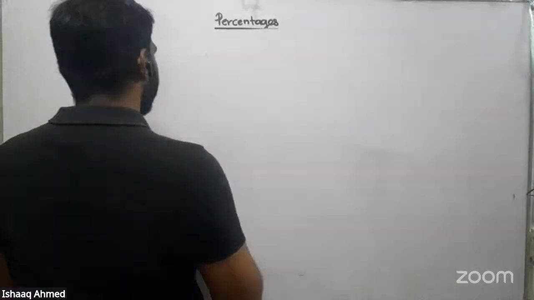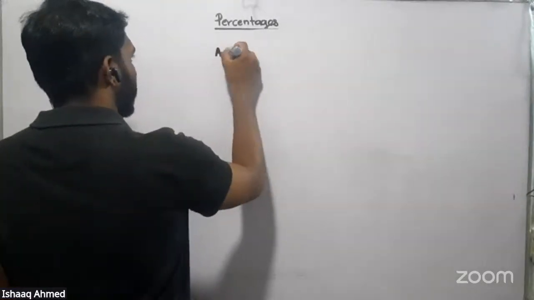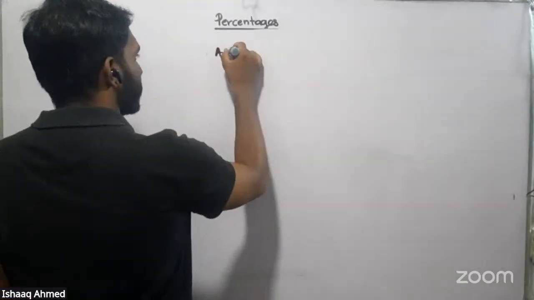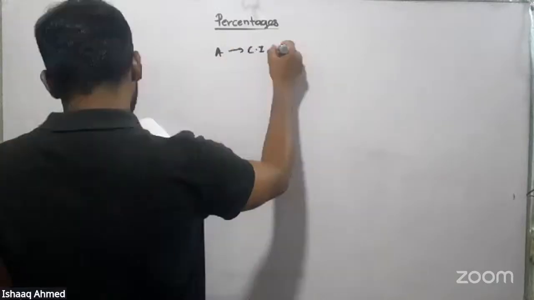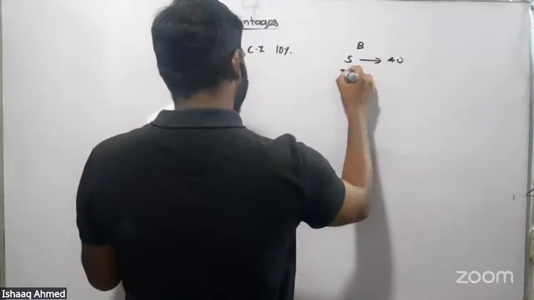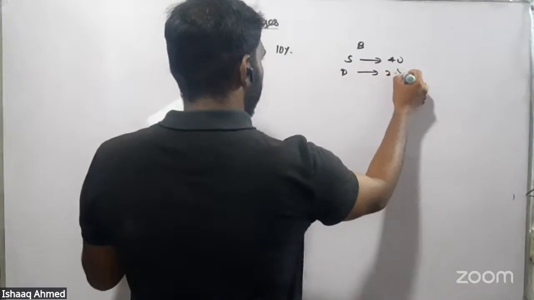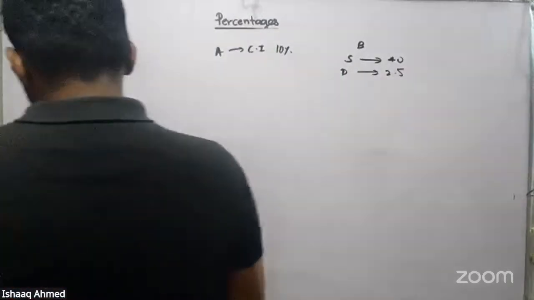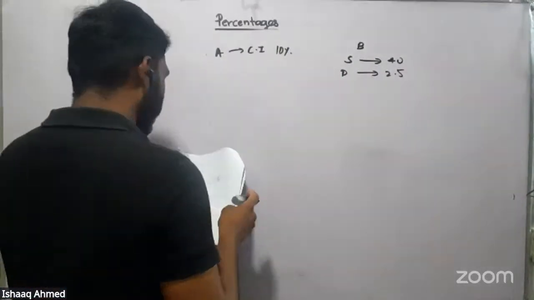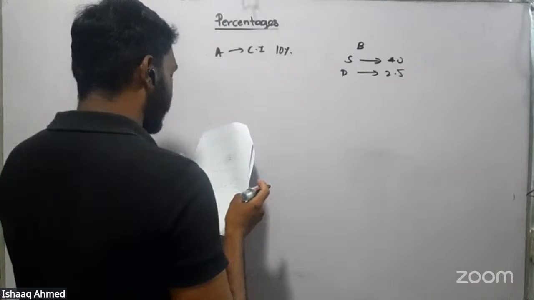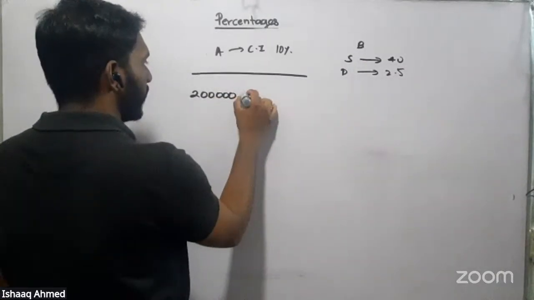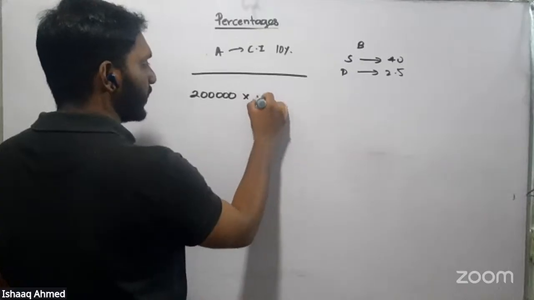Should I erase this also? So A pays compound interest of 10% and B's share is 40. They give dividends of 2.5. Someone deposits 200,000 rupees in bank A for 2 years. Okay, so someone deposits 200,000 for 2 years.